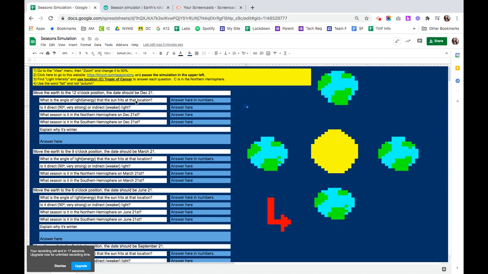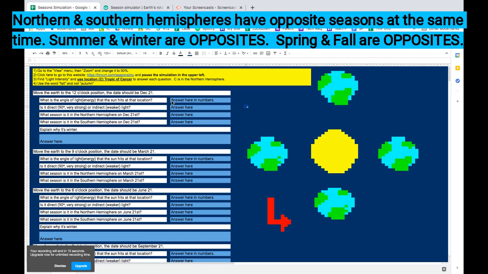So what's the angle of light that the sun hits at the Tropic of Cancer? Answer it here in numbers, and then if you get it correct, something should pop up on the screen. And then is it direct, which means 90-degree angle, very strong, or indirect, which means weaker amount of light? What season is it in the northern hemisphere?